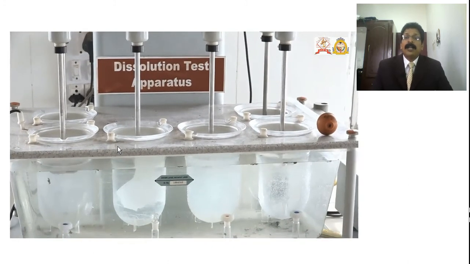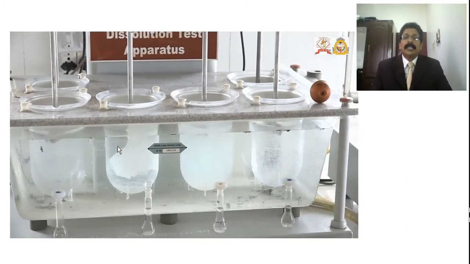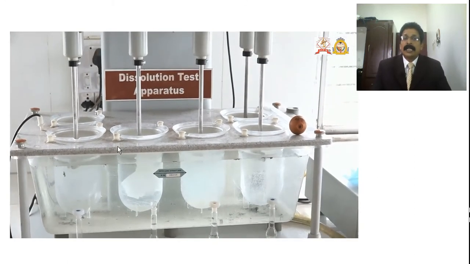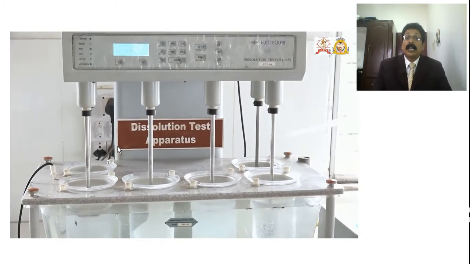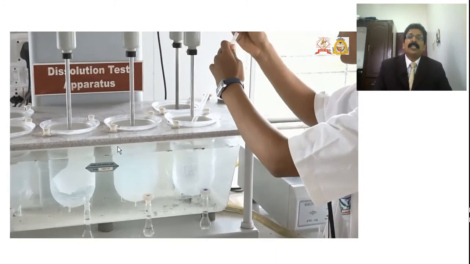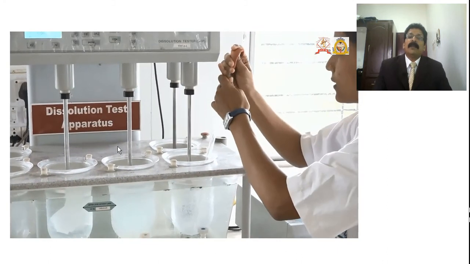After 1 minute you have to take samples. There are many flasks, you can see the standard flasks kept ready for taking the samples and dilution. Also you can see the pipette, and according to the procedure you can take 1 ml or 2 ml.